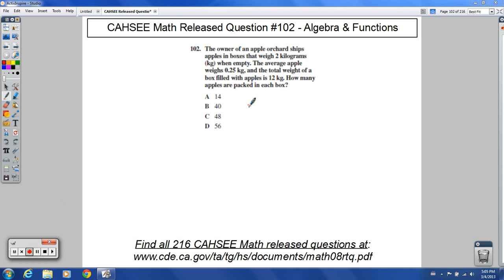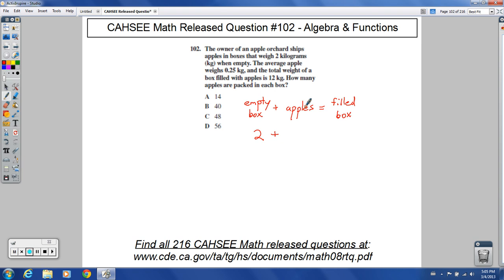So let's think of it like this. We know our empty box plus the apples is going to be the filled box. You can think of it like that. And so the empty box weighs 2 kilograms, it says. I'm just going to put 2 for now, instead of putting 2 kg, to make my equation look cleaner without the units.